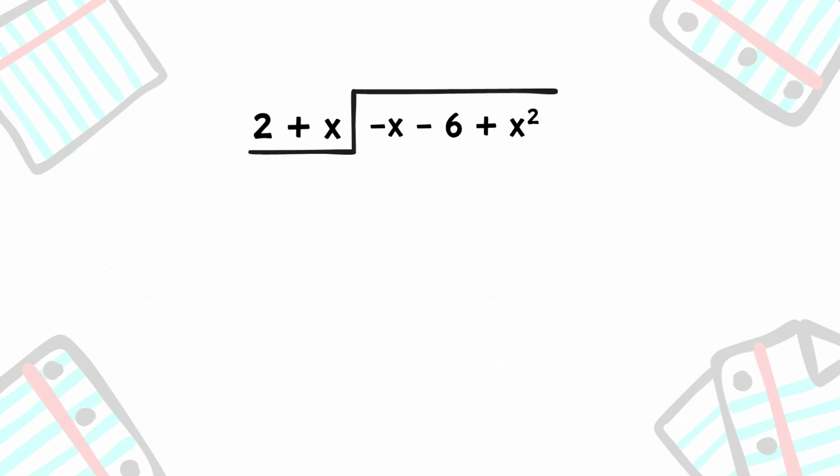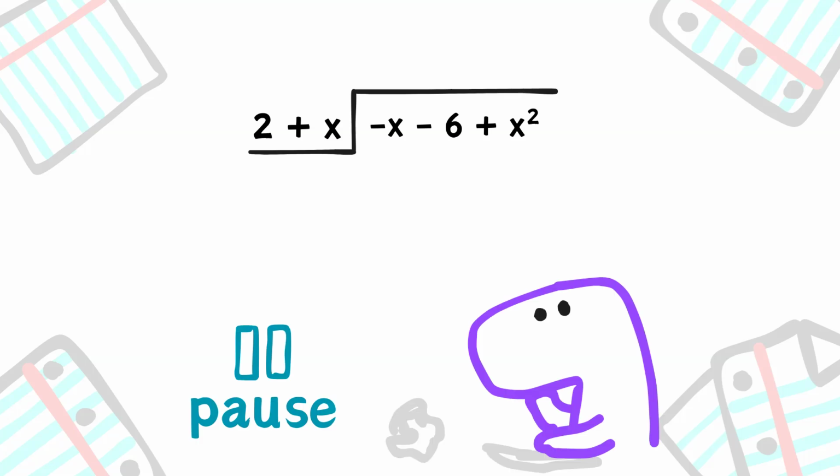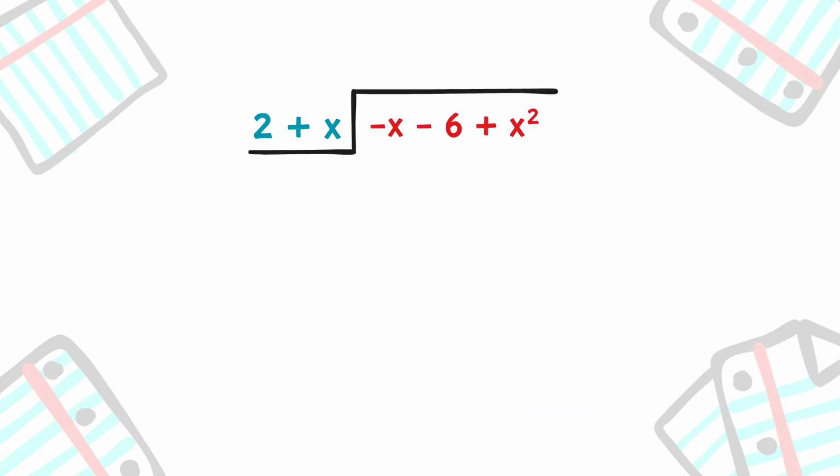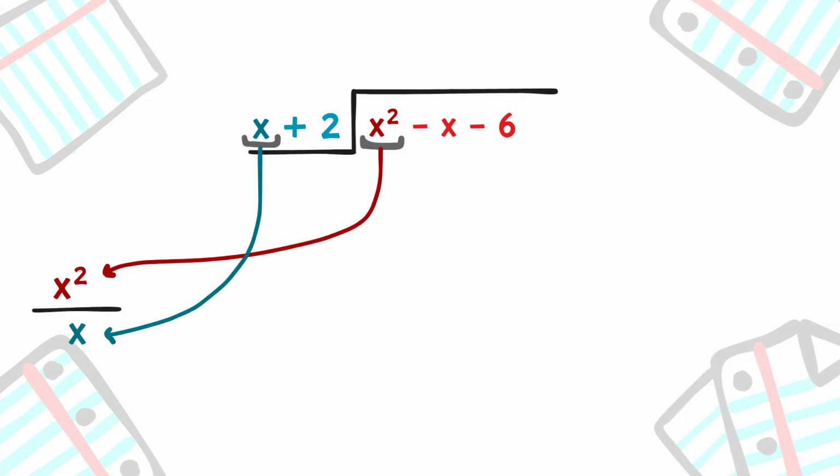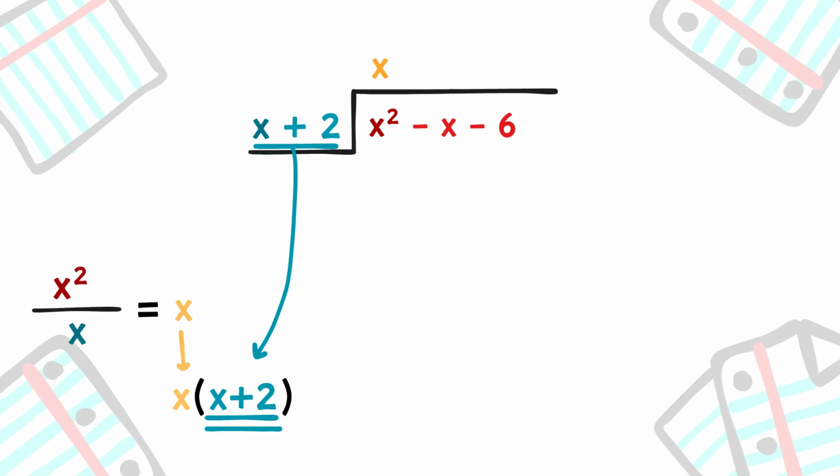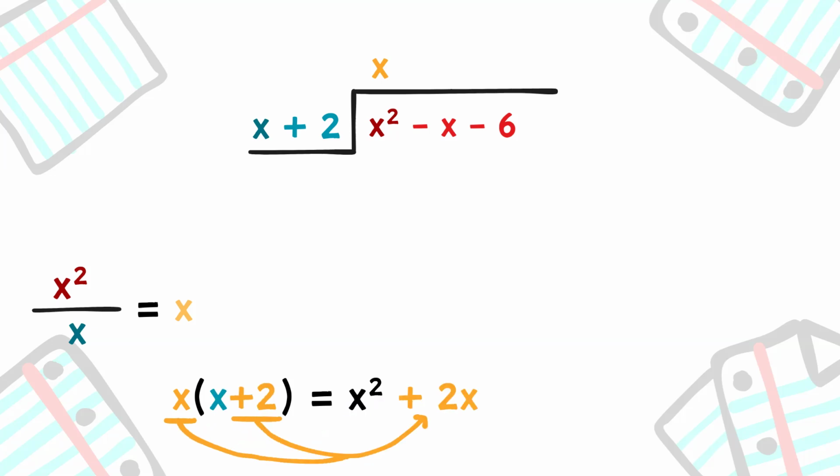You're ready for one more. See if you can do this one on your own, and then check back for the answer. So let's begin by sorting. Let's put x squared first as it has the highest exponent. And in the divisor, let's put x first. And now we can start dividing. X squared divided by x is x. X times x plus 2 is x squared plus 2x.